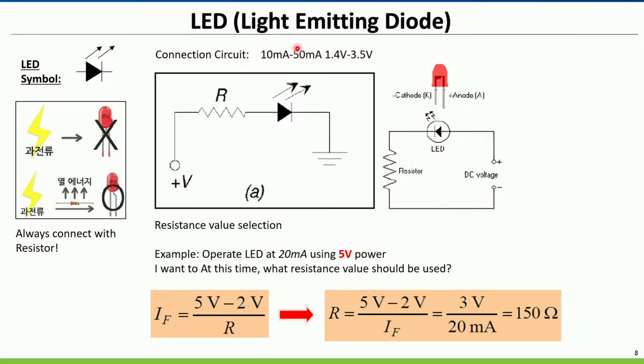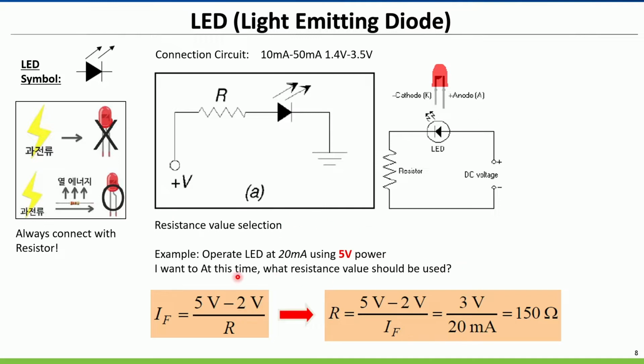around 10 milliampere to 50 milliampere. Always connect with a resistor, otherwise your LED will be broken. In an electric circuit, the LED symbol looks like this: a triangle and a vertical line, and there is a cross arrow here, something like this. This one is the symbol for LED in the circuit. This is an LED connected in series with a resistor. This one is the anode, and this is the cathode. The short leg is the cathode, and the anode is the long leg.